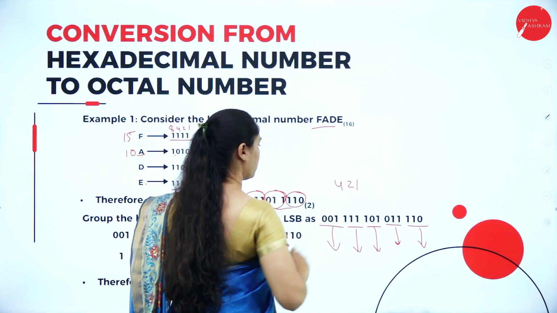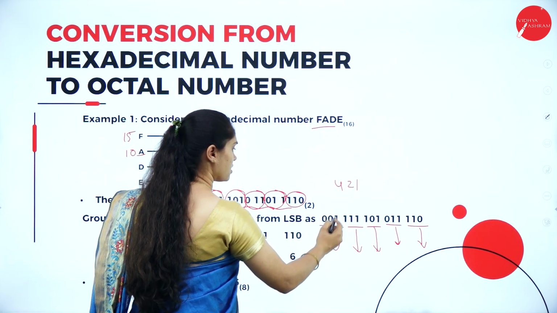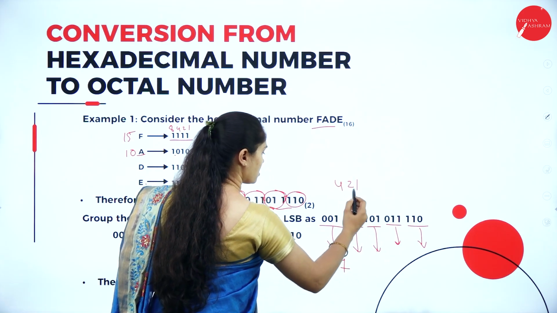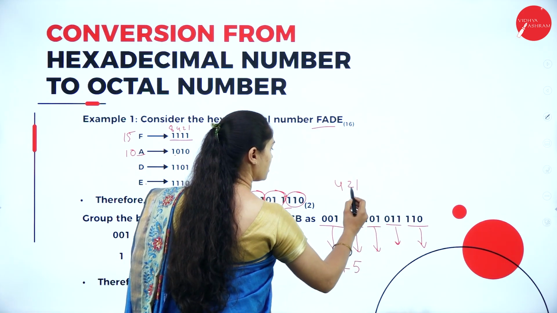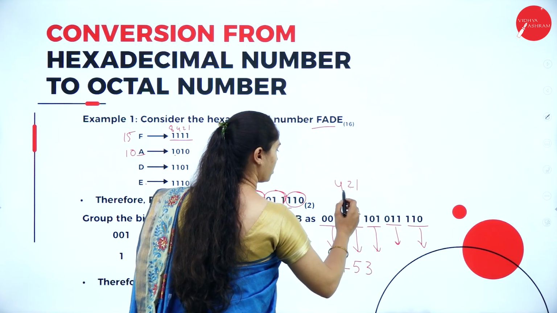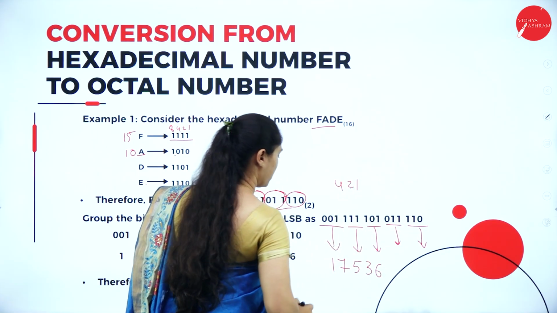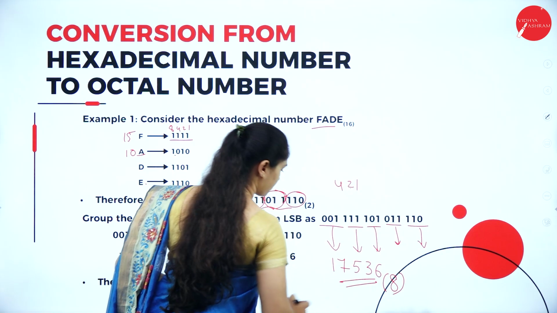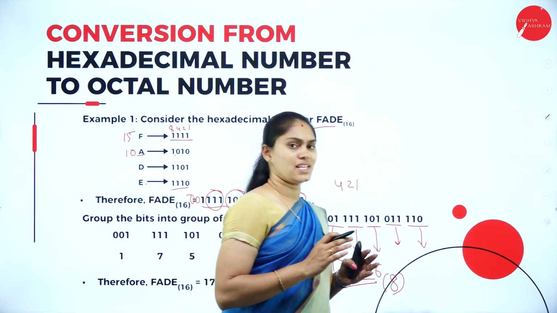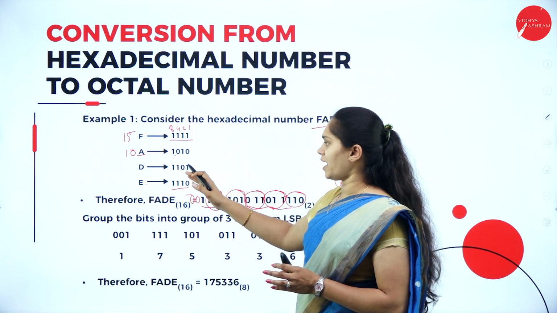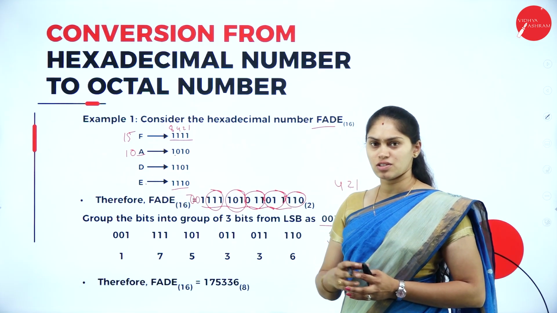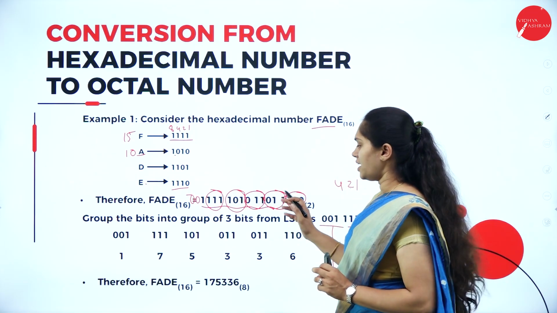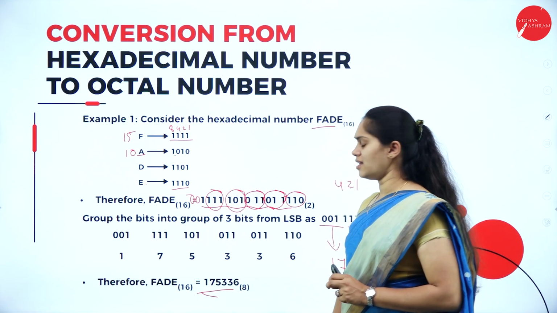If you are using the 4 2 1 format, what is the equivalent of 001? That is 1. 111 is nothing but 7, and 101 is nothing but 5. Then 011 is 2 plus 1, 3, and 110 is 4 plus 2, 6. So it becomes 17536, which is of base 8. Whatever we have in hexadecimal, write its equivalent 4-digit binary value, make it a collection of zeros and ones, and regroup into 3-bit groups. Then you will be able to get the equivalent octal number.